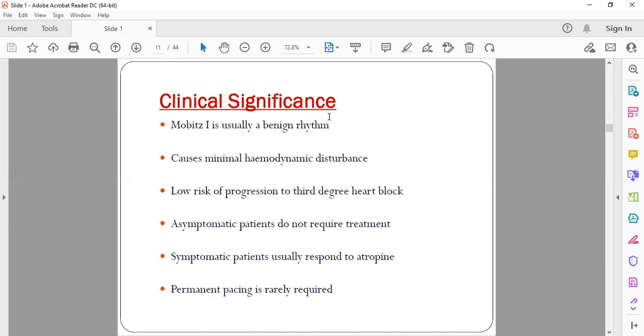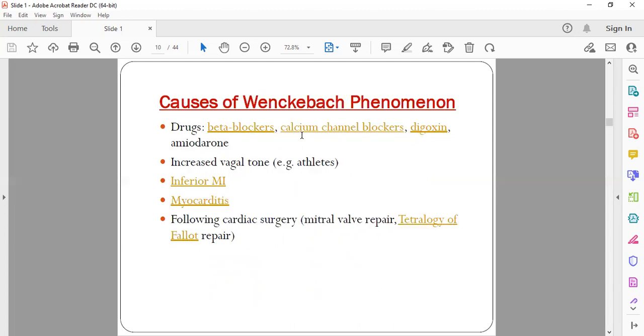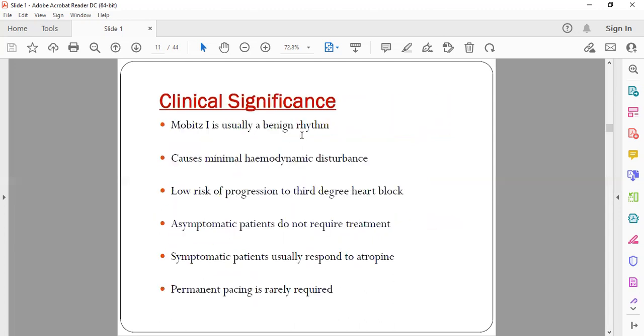What is the clinical significance? Mobitz 1 is usually a benign rhythm. It almost recovers on its own. For example, if it is because of the drugs, if you stop the drugs, the patient's rhythm may get completely normal, and there is very minimal hemodynamic disturbance, and it has very low chances of progression to third degree block. So this is a very good heart block. That means it is reversible, it doesn't cause very much damage, and patients generally recover very well. They usually respond to atropine, and a permanent pacemaker is usually not required.